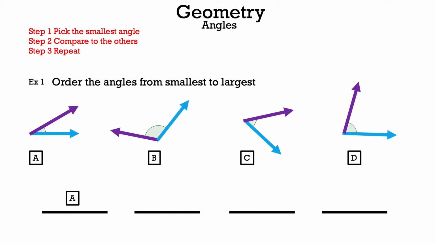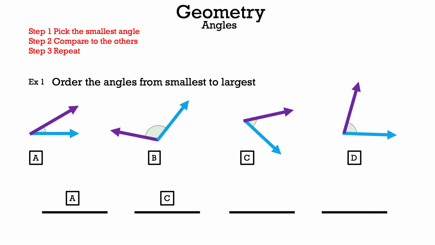So we have B, C, or D. I think C is the next smallest just by looking at it. Then we're going to compare it to D first. As you can see, it is still smaller because the 2 black lines are squished closer together. So we know it's smaller than D. Let's take a look at B, and we know it's smaller than B. So C is the next smallest.